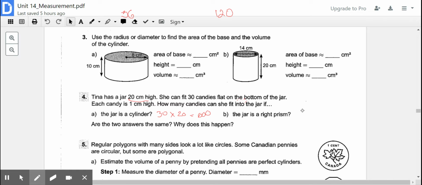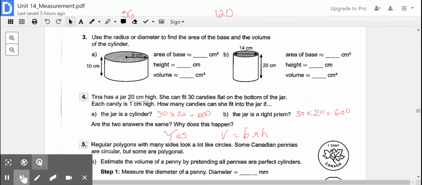What about if the jar is a right prism? Again, it's the area of the base, which is 30 candies. There's 20 layers, 600 candies. Are the answers the same? Yes. Why does this happen? Well, because volume, no matter the shape, equals the area of the base times the height. Let's take a look at the next question.